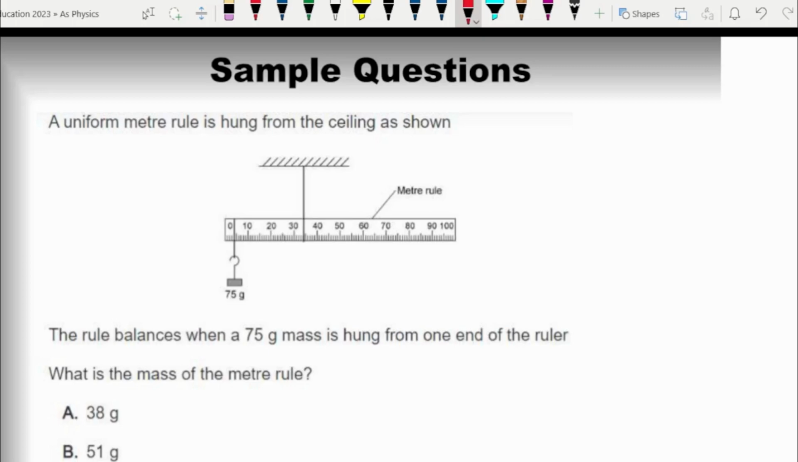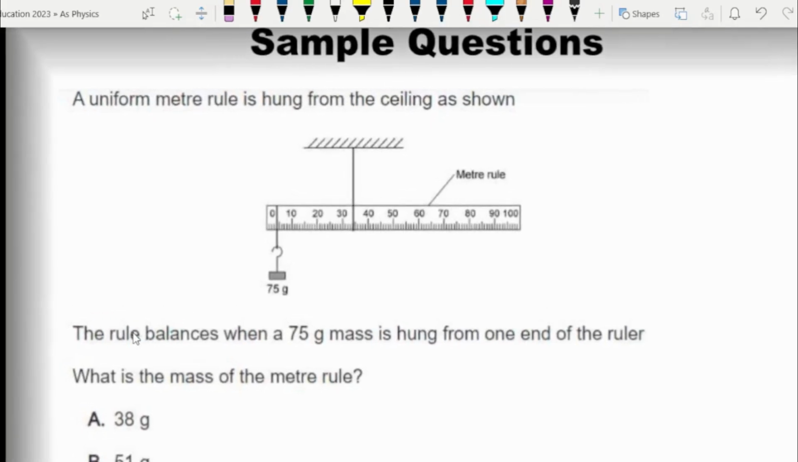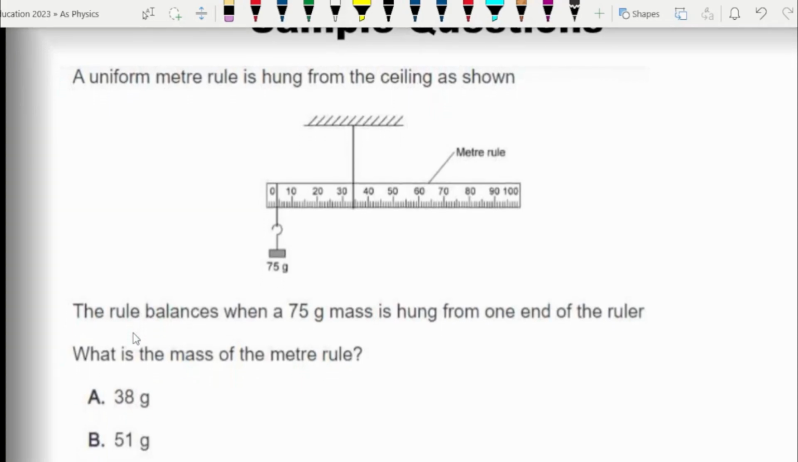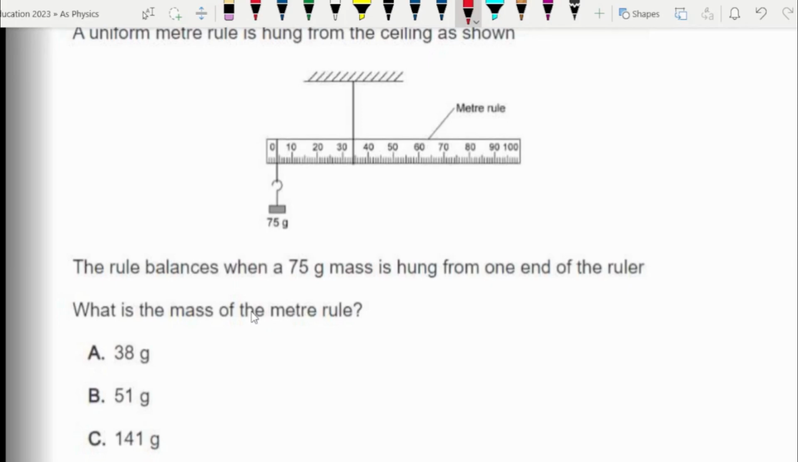Here we have the next one. And the question is, a uniform meter rule is hung from the ceiling as shown. Okay, then we are given the diagram. The rule balances when a 75 grams mass is hung from the other end of the ruler. What is the mass of the meter rule?